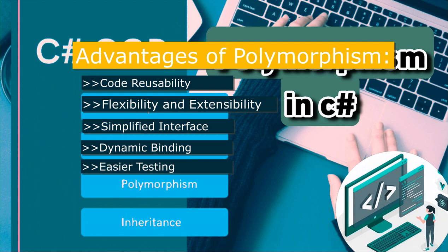Easier testing. Polymorphism allows you to create mock objects and substitute them for testing purposes. This is especially useful when we write unit tests, as you can replace real objects with simplified versions for testing. Next, reduced coupling. Polymorphism reduces the coupling between classes. Classes that depend on a common base class or interface can interact with each other without needing to know the specific implementation details. These are some benefits of polymorphism.